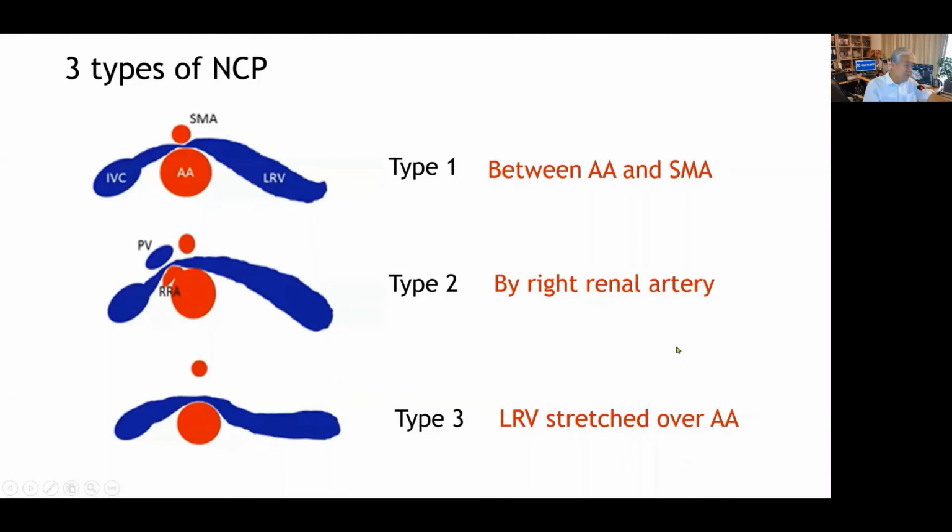So we may say that there are at least three subtypes of nutcracker phenomenon. Type 1, compression of the left renal vein between the aorta and superior mesenteric artery. Type 2, compression of the left renal vein posteriorly by the origin of the right renal artery. And type 3, the left renal vein is stretched over the abdominal aorta.